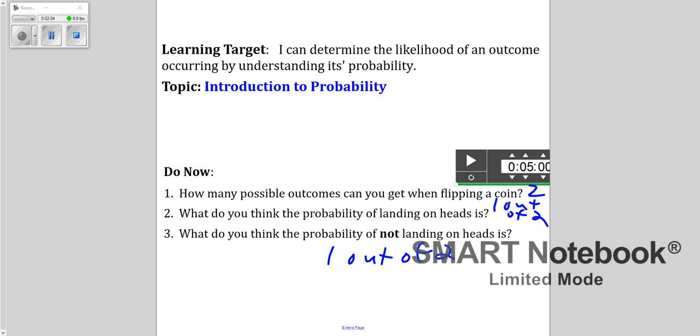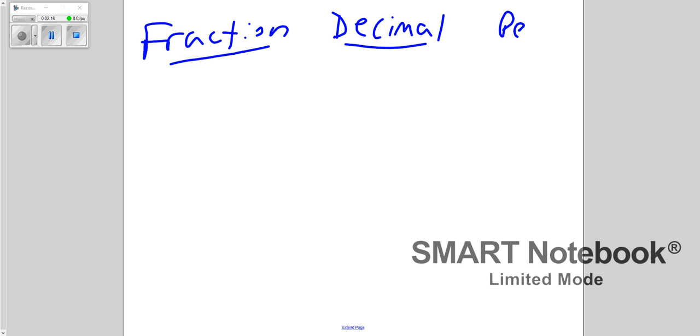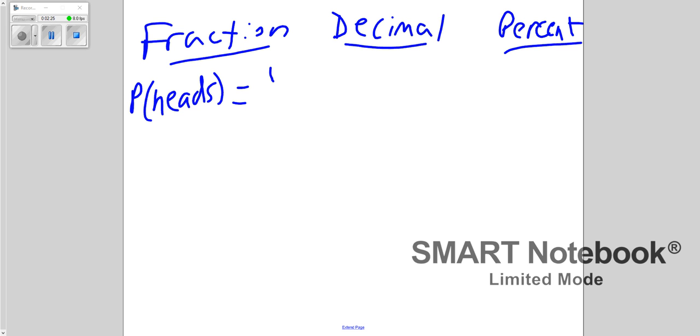Probability can be written in 3 ways. It can be written as a fraction, a decimal, or a percent. So the probability, for example, of flipping a coin and it landing on heads as a fraction is 1 out of 2. As a decimal, that would be 0.5, and as a percent, that would be 50%. Those are all the same thing. Those are 3 different ways of saying the same probability.